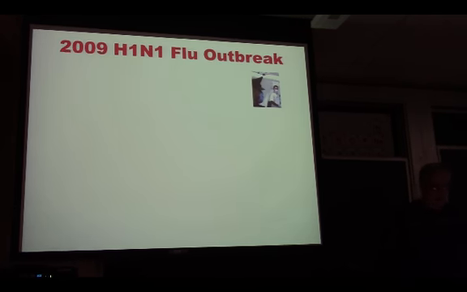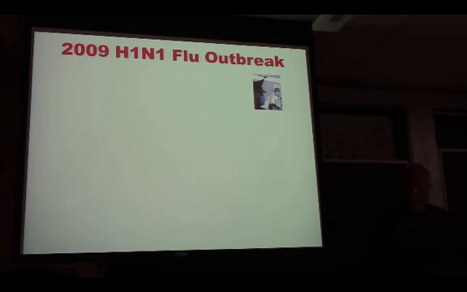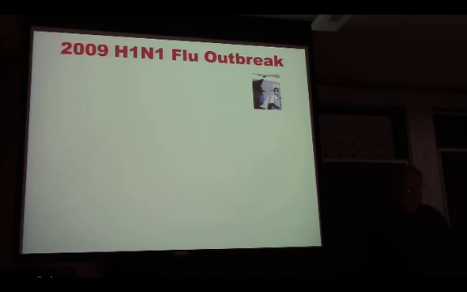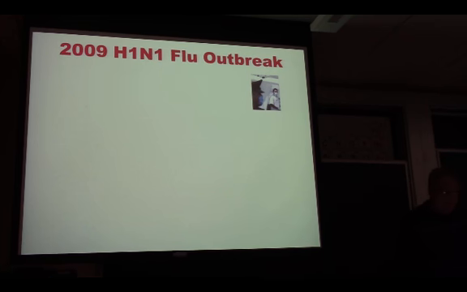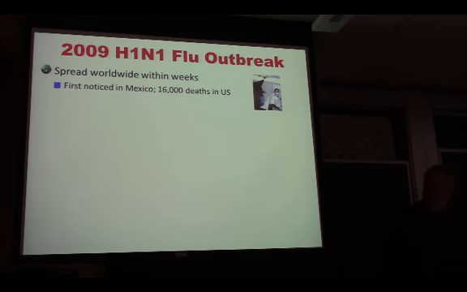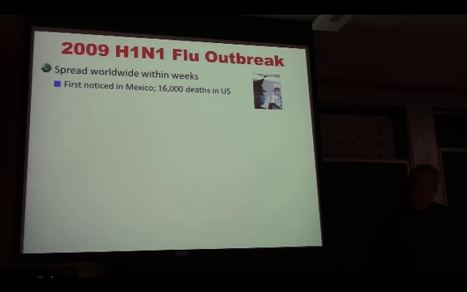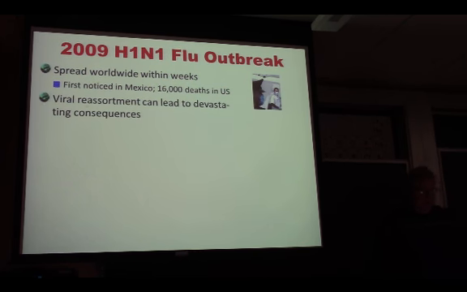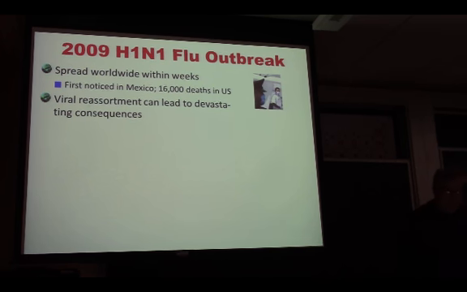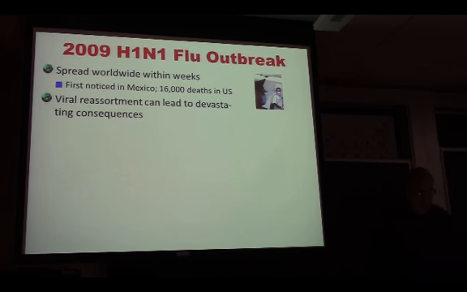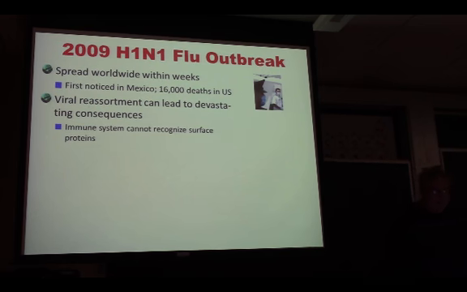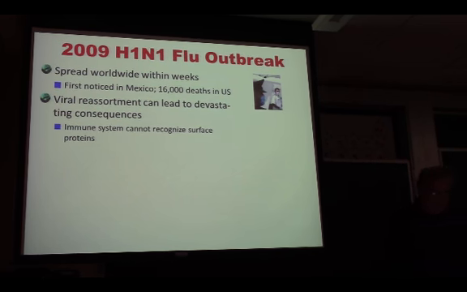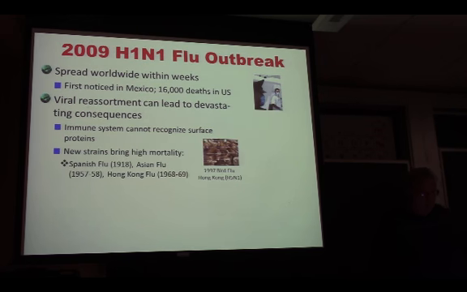Lastly, I'd like to mention a few points about flu outbreaks. We had a particularly nasty one in 2009, and it spread worldwide within just a matter of a few weeks. First noticed in Mexico, and there were a lot of deaths in the US associated with this particular flu. So what happens is the virus can reassort itself and produce lots of different strains over a relatively short period of time. And these can lead to devastating consequences that the immune system really cannot recognize or do very much about.